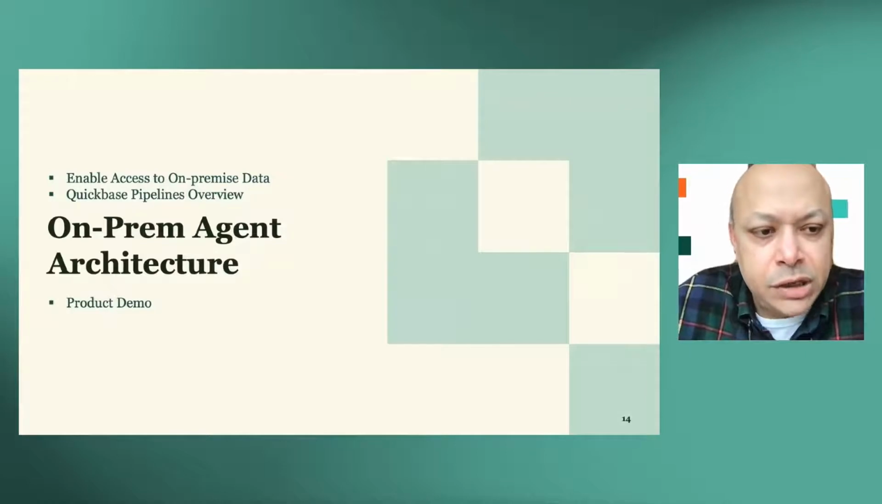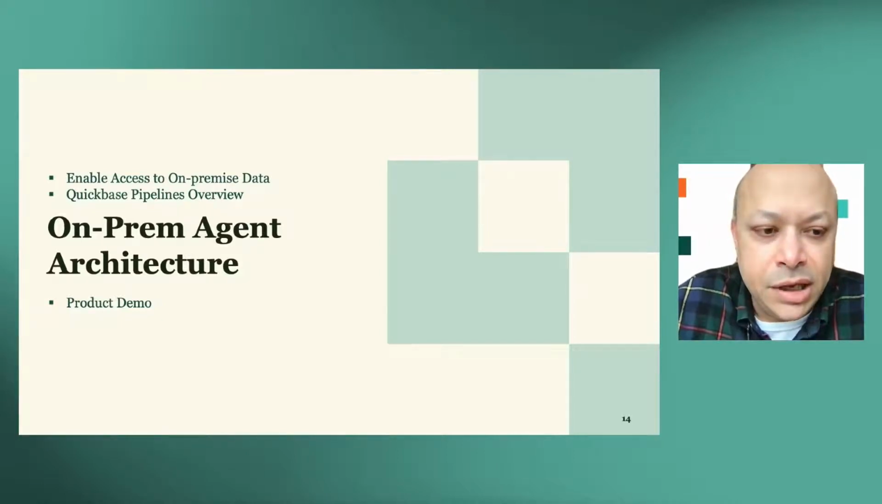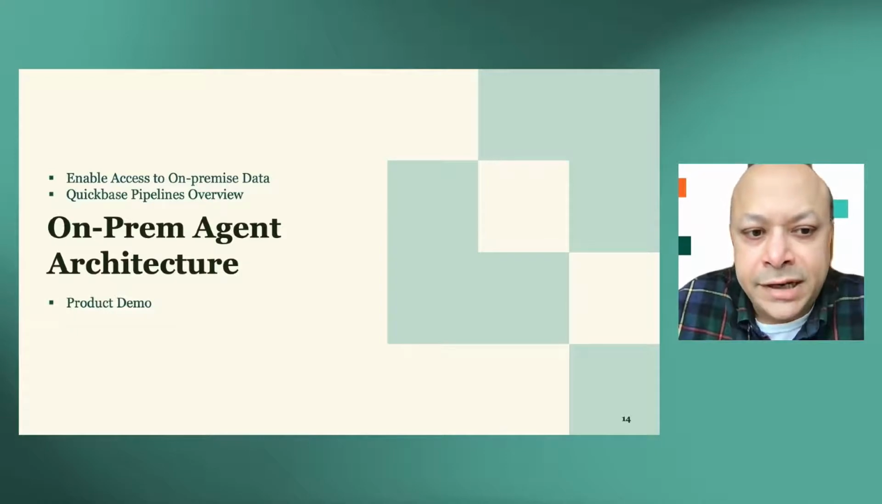So great. So now that we've covered the essence of the problem that we are trying to solve, namely bringing your on-prem data into Quickbase and vice versa, and you've gotten a sense of how pipelines work, I'm going to let Nicola explain the next level details on the on-prem agent architecture and how it works securely to do all of that. And then we are going to jump into the demo.